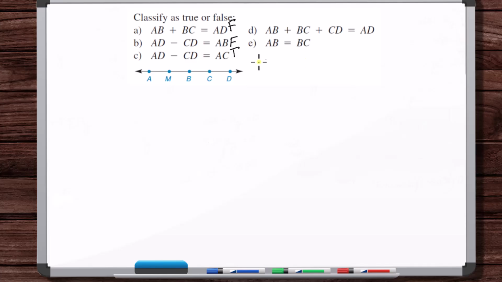AB plus BC plus CD. So AB plus BC plus CD is going to be AD. That's true. AB is equal to BC. So visually we can see this is false, but if it was hard to tell visually, the only thing we could do is take out a ruler because it doesn't give us any information about how these are spaced apart.